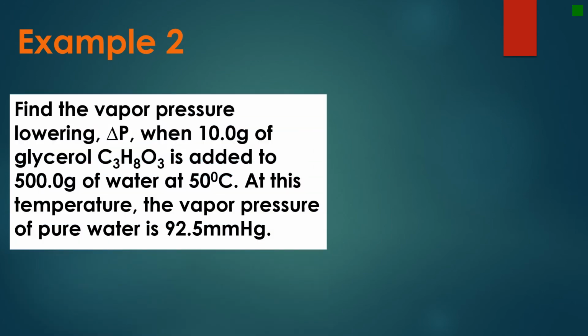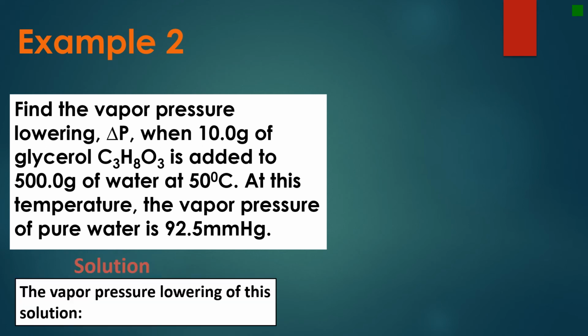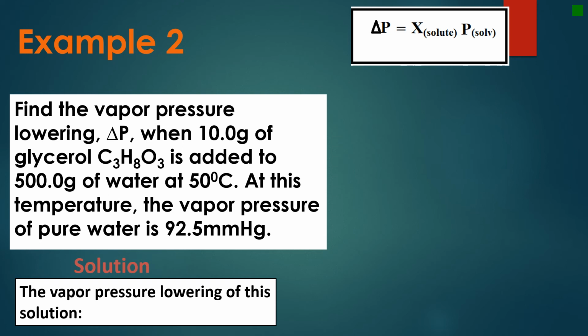Example number 2 about vapor pressure lowering. We are asked to find the vapor pressure lowering, that is delta P, when 10 grams of glycerol, that's C3H8O3, is added to 500 grams of water at 50 degrees Celsius. At this temperature, the vapor pressure of pure water is 92.5 millimeters of mercury.